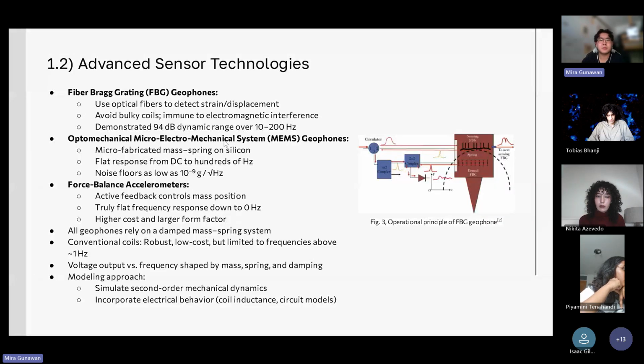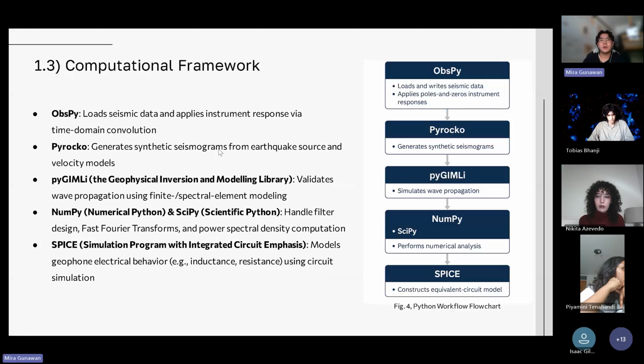So following that, we developed a structured Python workflow. First, OBS Python, a Python library. Essentially, it loads and writes seismic data and applies poles and zeros instrument responses via time domain convolution. So this step filters the raw ground motion signal through our virtual geophone. Next, Pyroco generates fully synthetic seismic recordings for any specified earthquake source mechanism or subsurface velocity structure, giving us reproducible test signals.